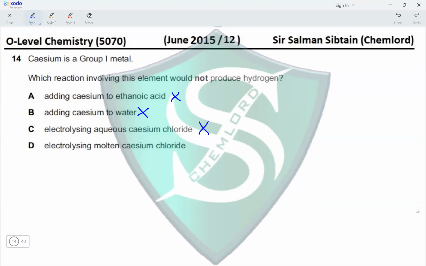And electrolyzing molten cesium chloride. Since cesium chloride is molten, there is no involvement of water or any source of hydrogen. So the cathode would have cesium metal being deposited on it, and no hydrogen gas would be produced during this electrolysis, making option D the correct option for this question.